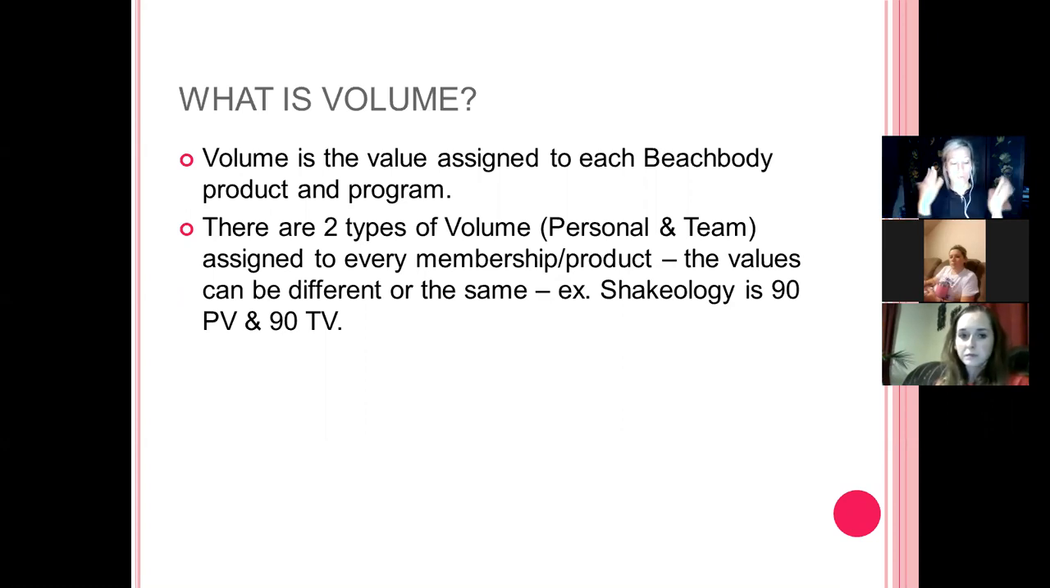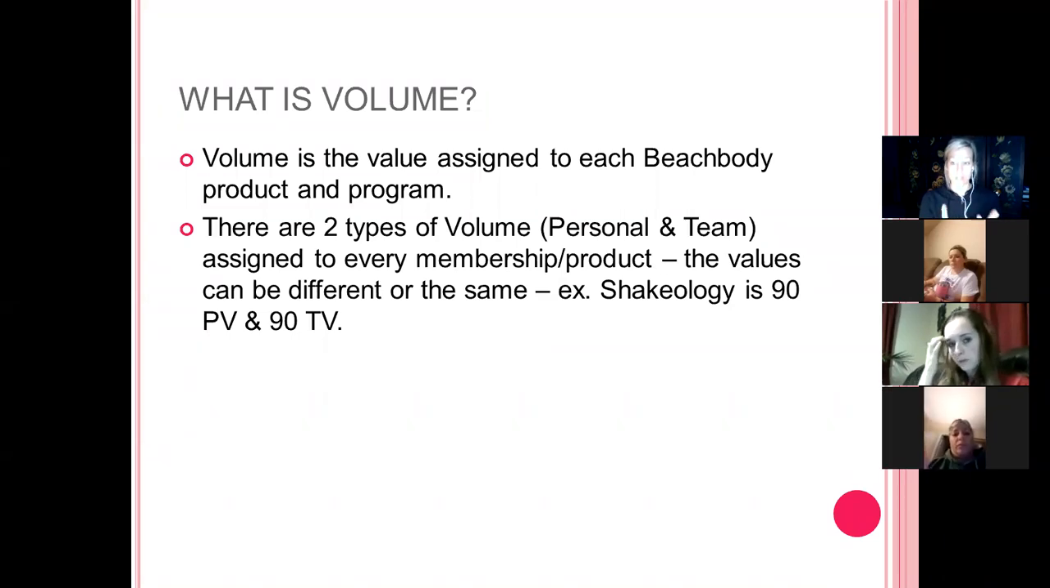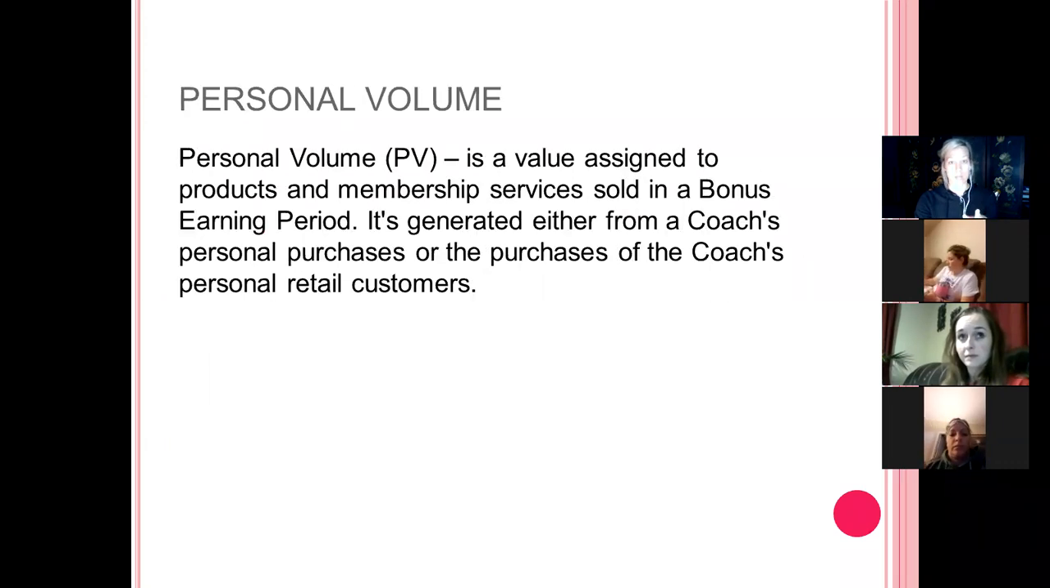I'm going to talk about it a little bit. Hopefully it's not too over your head, but I think it's really important to understand. It's attached to every membership, product, and program. The values can be different. They're not always the same. For example, Shakeology is both 90 PV and 90 TV. So there's personal volume and there's team volume. Make sure you understand that. It's not the same thing. They do two totally different things in your business, and you earn differently based on both of them.